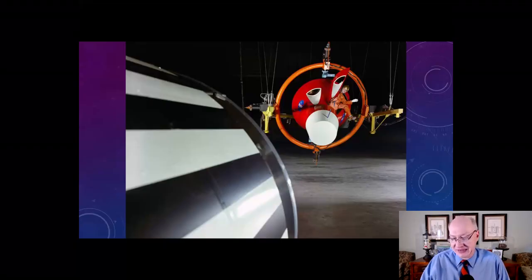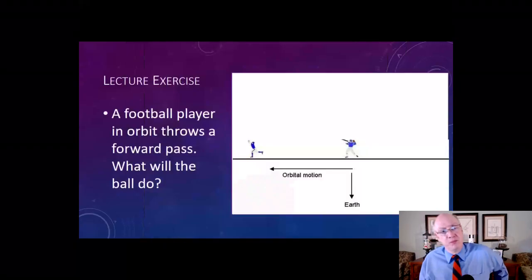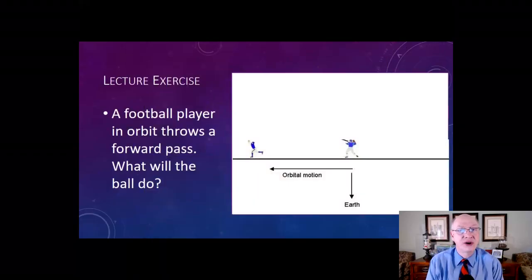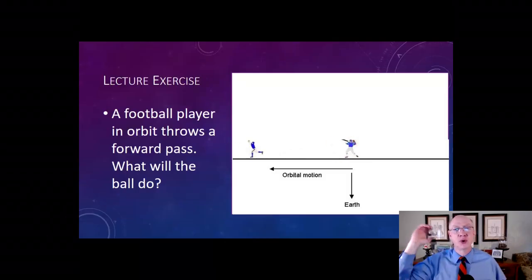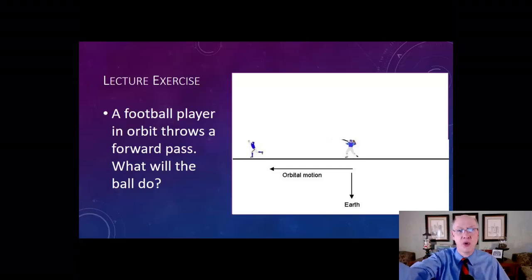So to think about the orbital mechanics, let me ask you this question. A football player is in orbit around the Earth. So we've got, for some bizarre reason, 2 football players in orbit around the Earth. And one football player has a football, and that football player throws a forward pass, throws the football forward. What will the ball do? Go out to the lecture exercise and pick the best answer to this. What will that ball do? Will it go upward? Will it go downward? Will it go straight? Go ahead and pick what you think is the best answer to this one.